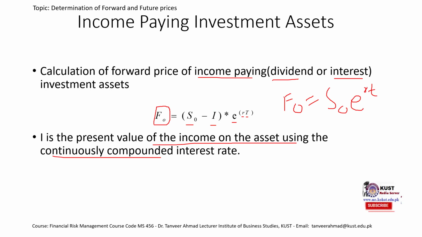Because the forward contract holder does not receive dividend or interest on the underlying asset, they just receive the S naught. So therefore, the present value of those components would be deducted from the S naught while we are calculating the F naught.